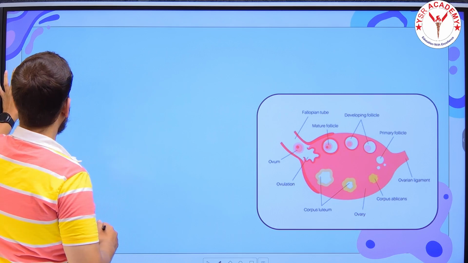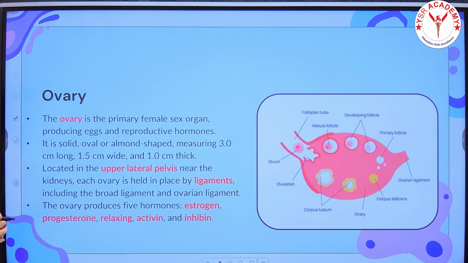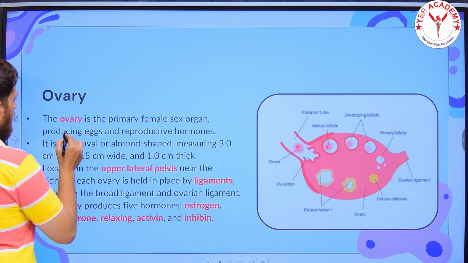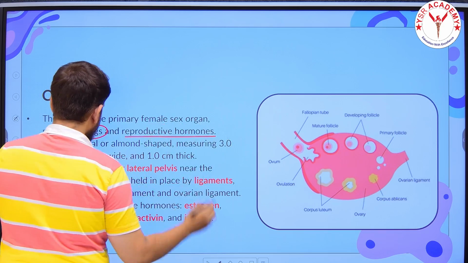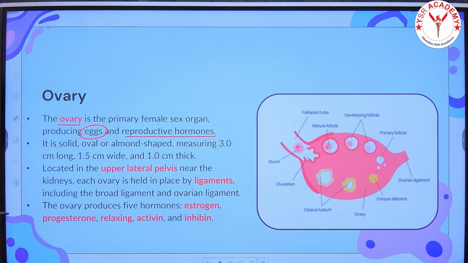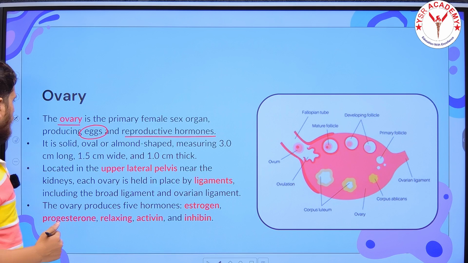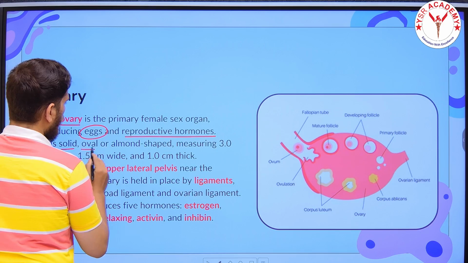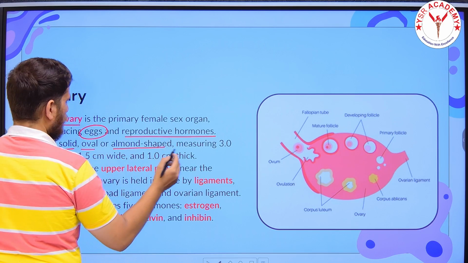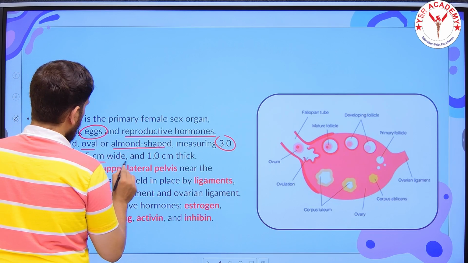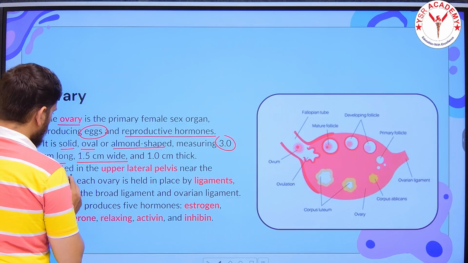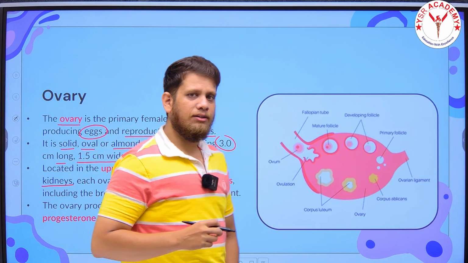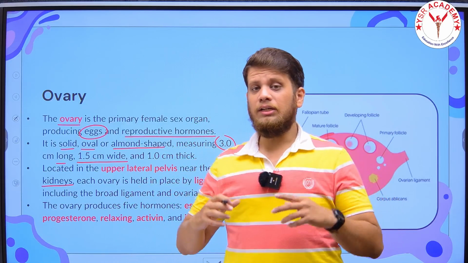So students, when we talk about the ovary, it is a primary female sex organ producing eggs and reproductive hormones. Now these hormones can be of different types. We'll have to understand that a bit later. It's solid, oval and almond shaped, measuring about 3 centimeters long, 1.5 centimeters wide and 1 centimeter thick. That's the dimensions. Located in the upper lateral pelvis near the kidney. So the ovaries are located on the lateral side of the body, sideways near the kidneys.